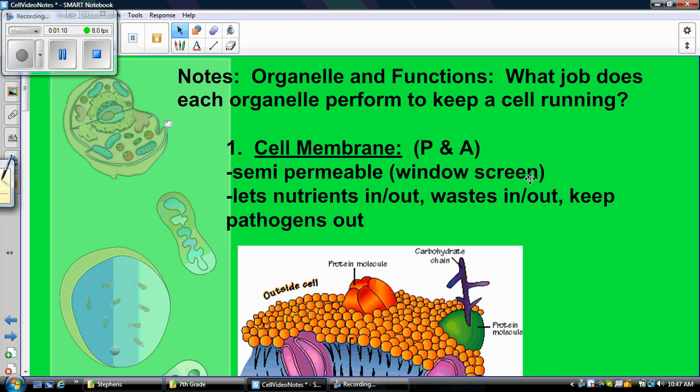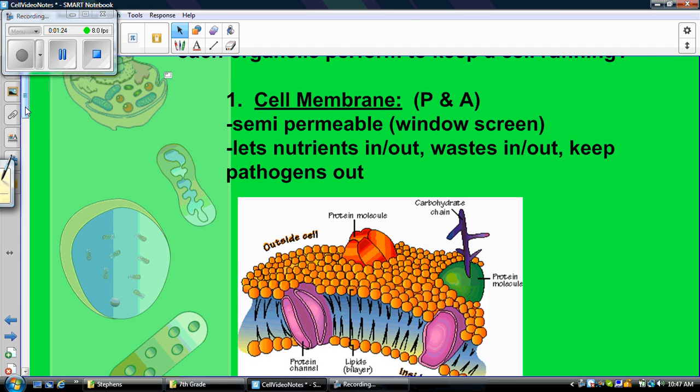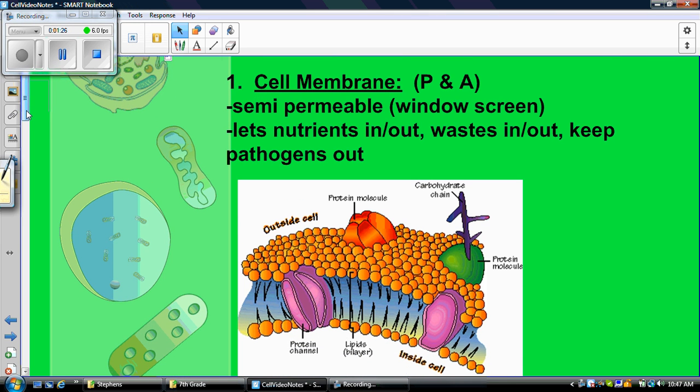Okay, so we're going to just start out going through the different parts of a cell. We're going to go through all the organelles. The first organelle we're going to talk about is the cell membrane. From the picture below, that's a cross-section of what the cell membrane looks like. Basically, a cell membrane surrounds a cell. If you notice next to cell membrane, I put P and A. P stands for a plant cell, A stands for an animal cell. So a cell membrane is found in both a plant and an animal cell.